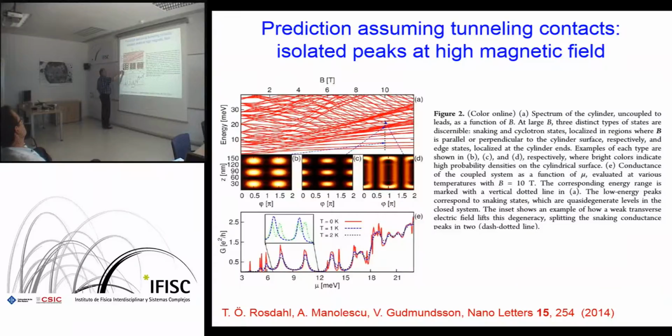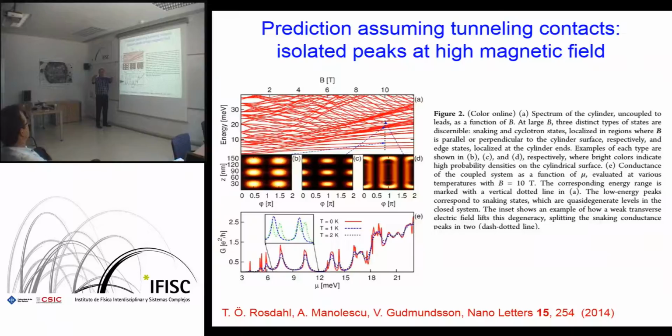And now you can see the wave functions for the snaking states. So now here it's the surface, it's the open surface, so this is 0, this is 2 pi. So if you take the cylinder, make it flat, and here you have half pi, and here you have 3/2 pi.